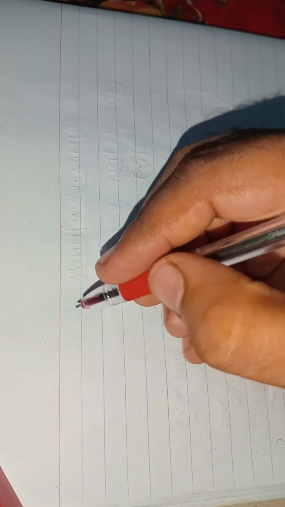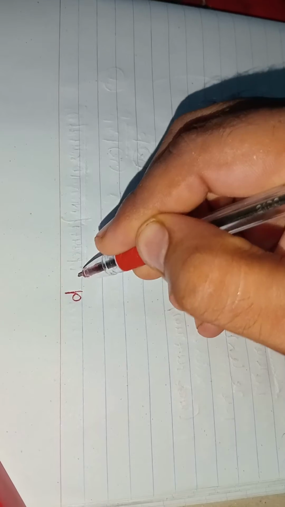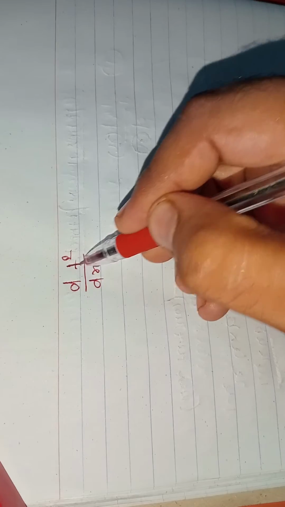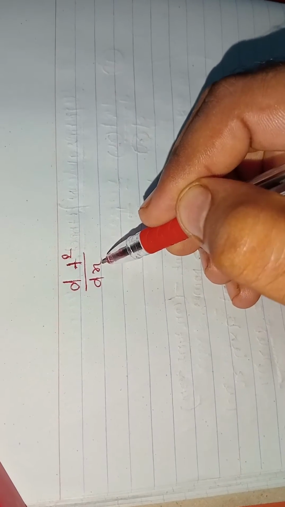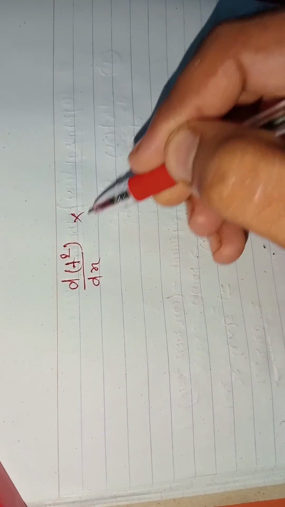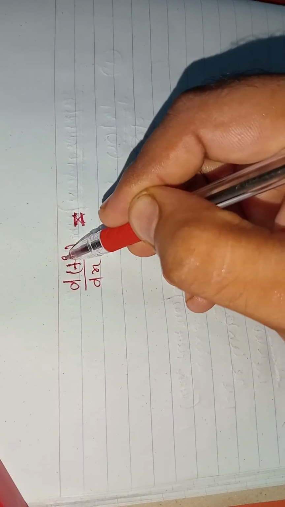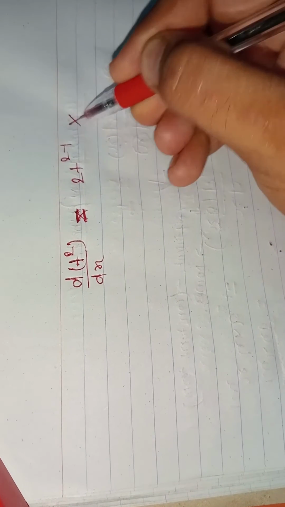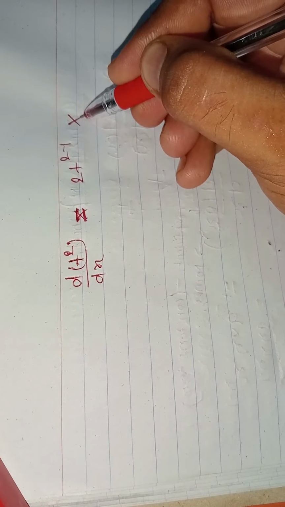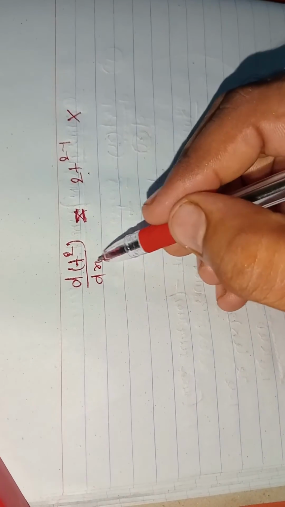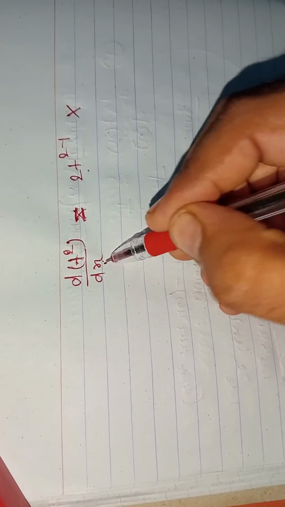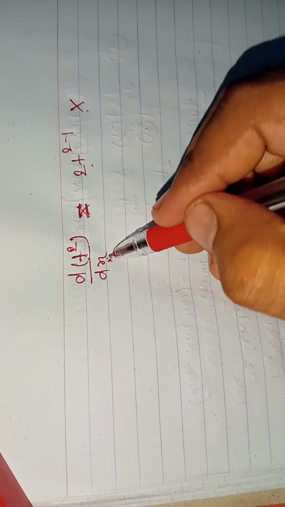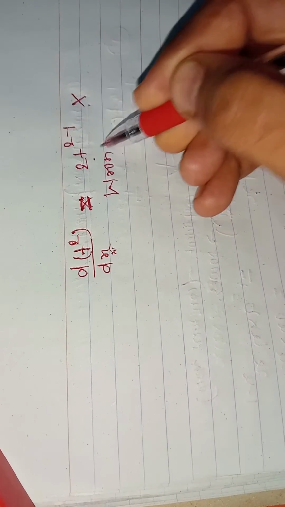If you have been told to find d t square by dx, then if you follow the same rule, 2 is taken out and 2 minus 1, it will be wrong. Do you know why it is wrong? It is wrong because the respect is not t here. The respect is x, so it is not matching, so this rule cannot be adopted, therefore it is wrong.